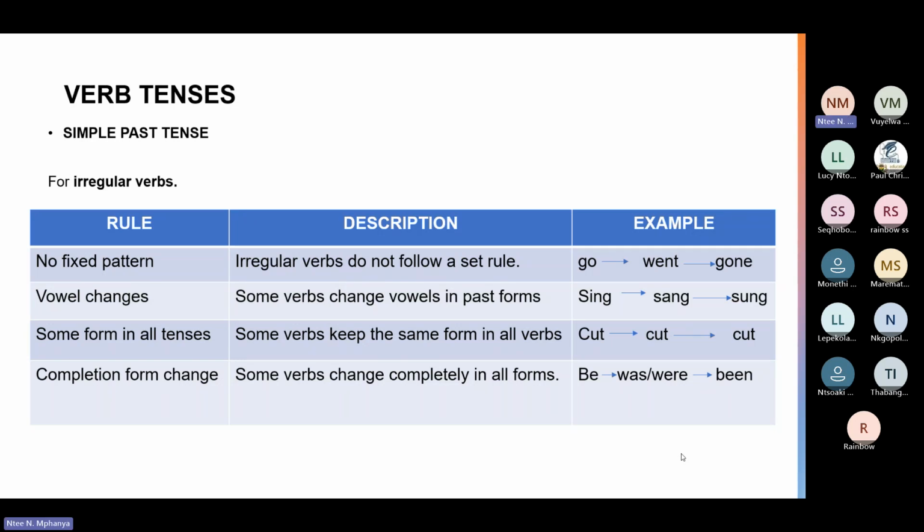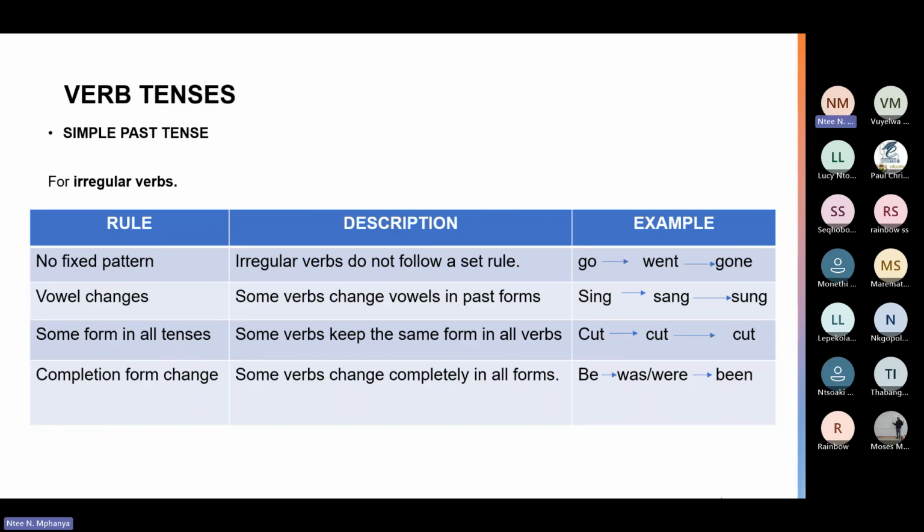Which irregular verbs have no fixed pattern? We said it's go. Can you see go does not have any fixed pattern? It's go, went, and gone. So there's no fixed pattern. You can't say go, goes, and gone. That will be a pattern. But here it is go or goes, went, and gone.